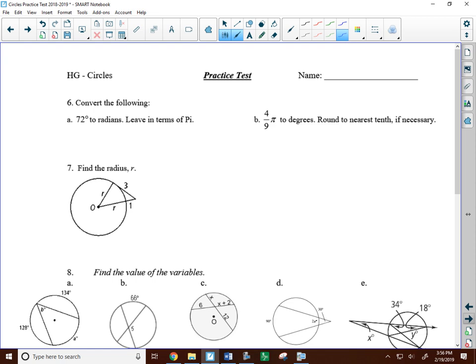Okay, flip it over to page 2. Here's good to convert degrees to radians. So 72 degrees. You just got to remember the conversion. You can remember it like this when we talk about radians.